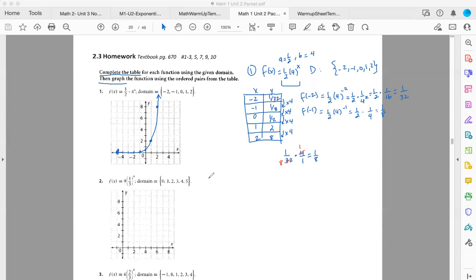The second question, for number 2, we're doing the same thing. And by the way, when they say using the ordered pairs, these are the ordered pairs, x comma y. So second question, f of x equals 9 multiplied by 1/3 to the x power. And we're given here the domain. The domain is 0, 1, 2, 3, 4, 5. So they switched up the domain a little bit.